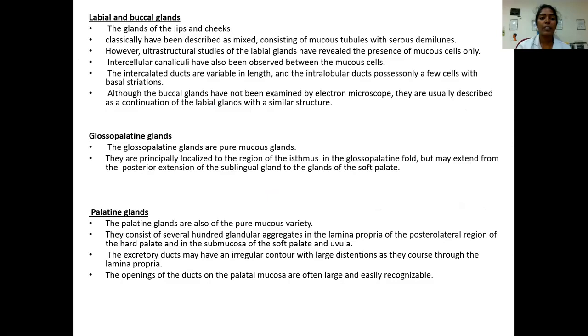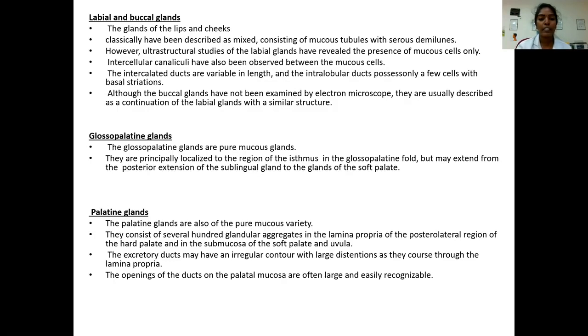The labial and the buccal glands. These glands of the lip and cheek classically have been described as mixed, consisting of mucous tubules with serous demilunes. However, ultrastructural studies of the labial glands have revealed the presence of mucous cells only. Glossopalatine gland. These glossopalatine glands are pure mucous glands. They are principally localized to the region of the isthmus in the glossopalatine fold.